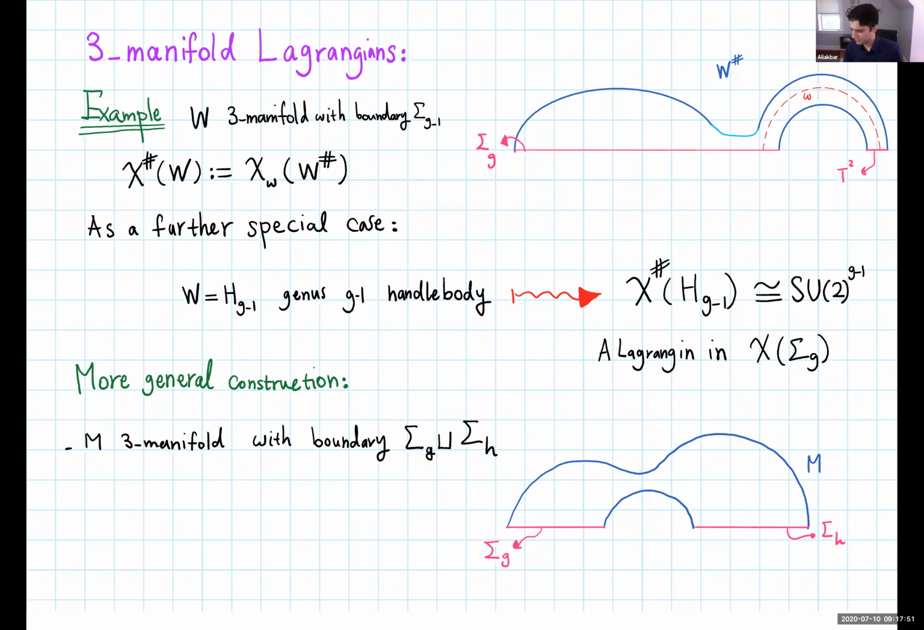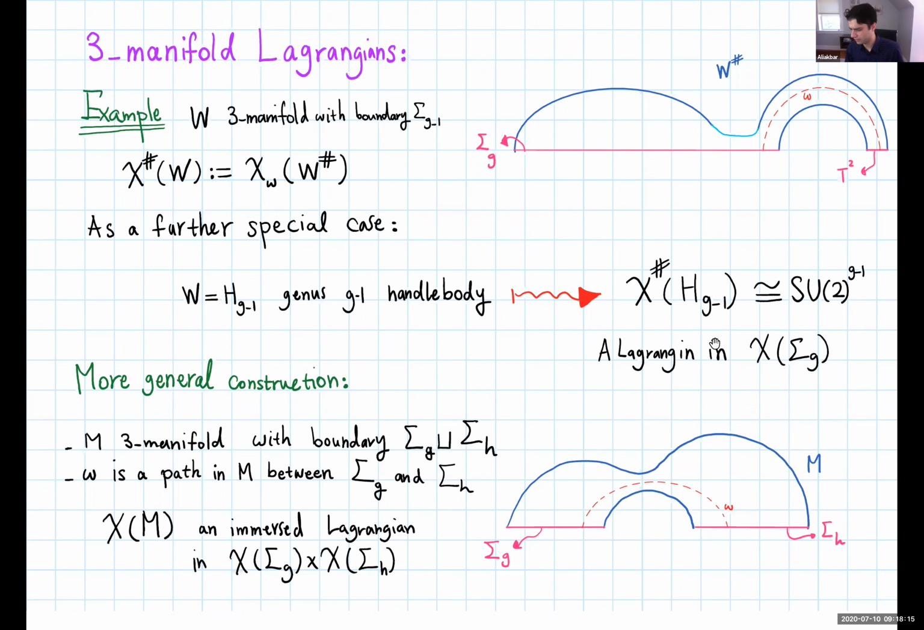Again, there's a slight generalization of this construction, which instead of working with manifolds which have boundary sigma g and T2, we look at 3-manifolds with boundary two different surfaces, neither of which has to have genus 1. We also take a path between these two, and in the exact same way, you can define some inverse Lagrangian inside the product of the character variety of sigma g and the character variety of sigma h.